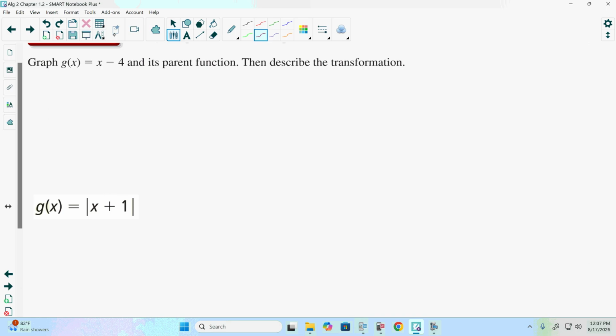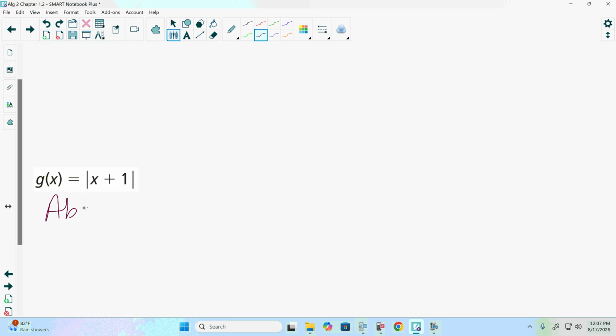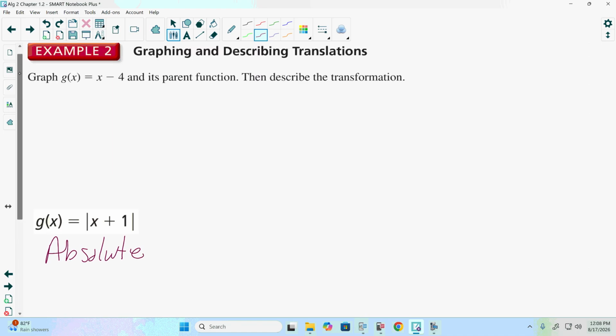Take a guess. Absolute. I would say yes on the second one. This is an absolute because we have absolute values. However, for our x minus 4, we don't have absolute values, so it can't be an absolute value function. Do we have something being squared, a variable being squared? No, so we can't say that it's a quadratic. So what does that leave us with? Linear. Equation of a line.